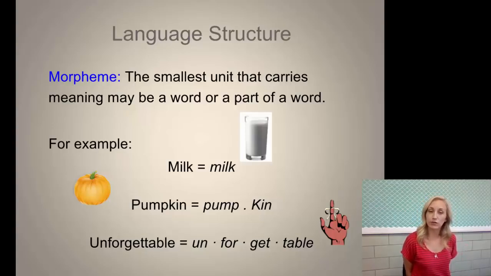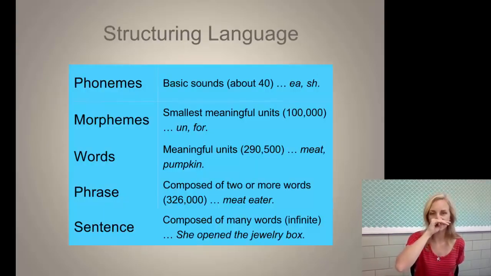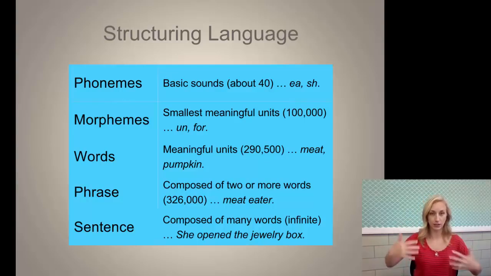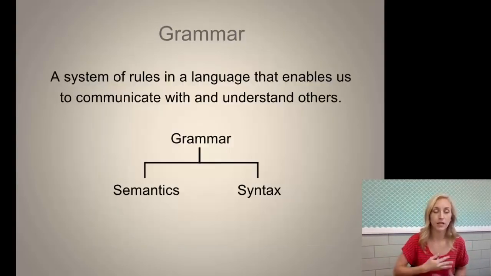Unforgettable has quite a few. There's the word un, or the prefix, right? For, get, and table. And that has quite a few morphemes in it. So again, phonemes being basic sounds, morphemes, smallest units of meaning, and then words are the meaningful units. And then there's phrases, and then there's sentences. So kind of like the structuring of language here.